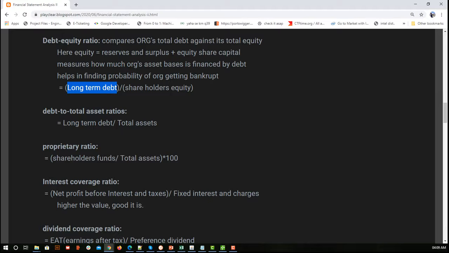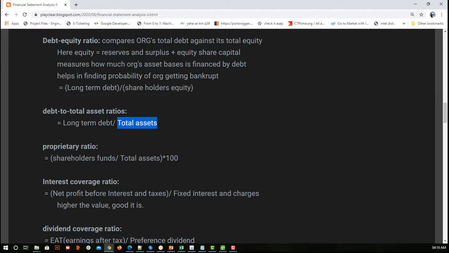Okay, the more the value, the better it is. So, long-term debt is the same thing which we have used previously. If our long-term debt is more, so if my long-term debt is 20 and my total assets is 1, I can say my asset is only 1% out of what I have to pay, which is 20%.